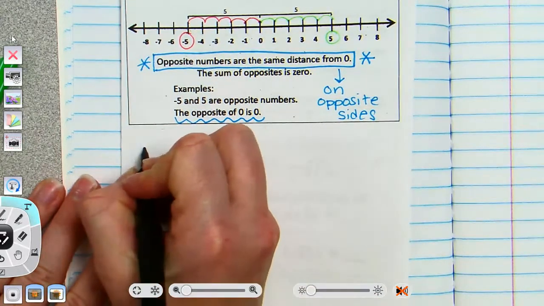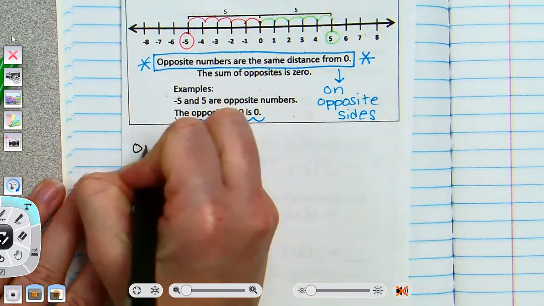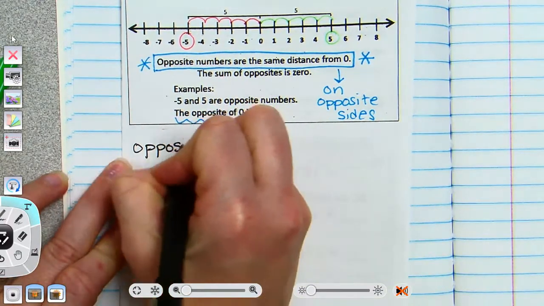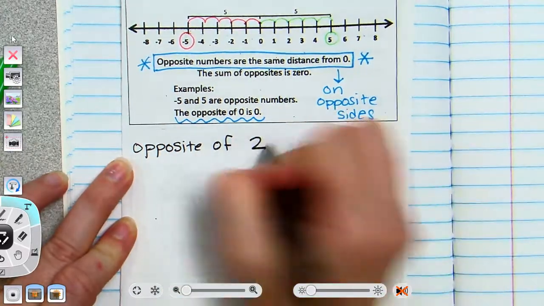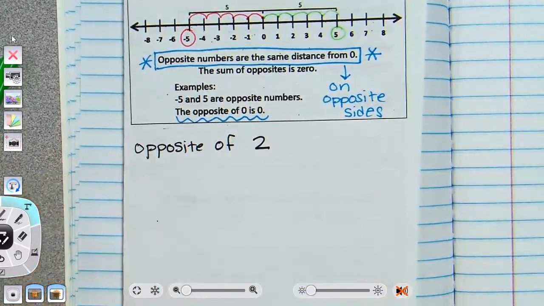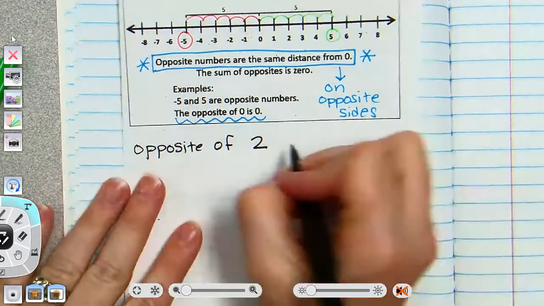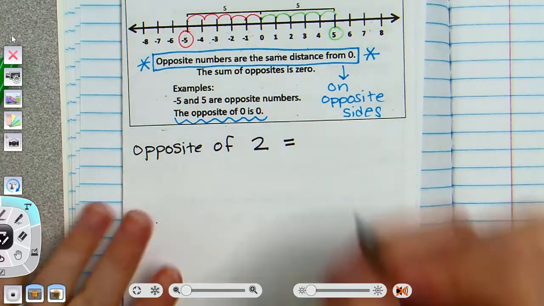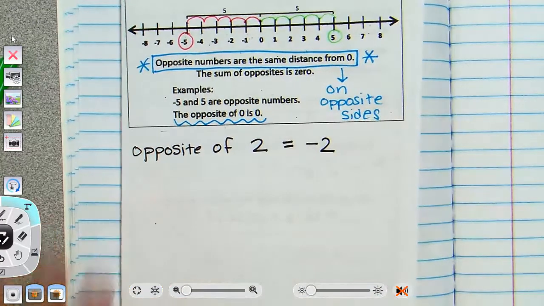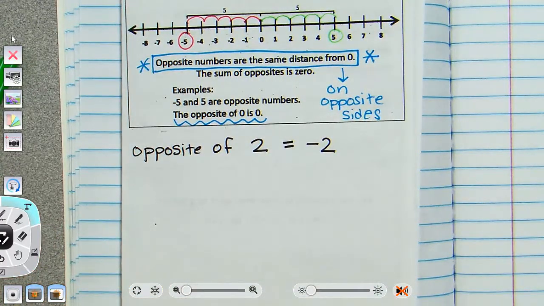So the first way that you might read something is it says opposite of. Opposite of, let me pick a number, 2. Okay, so the opposite of 2 written in word form is exactly what we just wrote, opposite of 2. I'm going to put an equal sign, and I want you to think if you know what the opposite of 2 is. Remember, it's the same distance from 0, but on the opposite side. Hopefully you said -2.